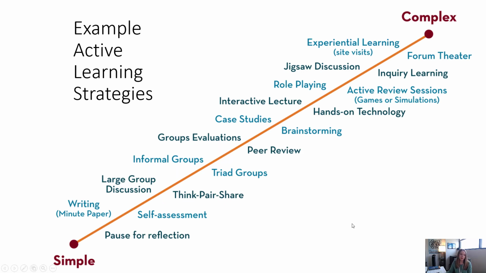So speaking of example active learning strategies, you can see down here they go from simple to more complex. I would encourage you to maybe take a screenshot of this visual so you'll have it to reference in the future. Some of those simple activities could just be a pause for reflection. It could be a think, pair, share. It could be informal grouping. Now you get up to more complex, so you could do things like role playing, case studies, games or simulations, which we'll talk about, experiential learning, hands-on technology. All of those are really going to get your students involved in the content. It's going to get them engaged. It's also going to get them excited about their learning.